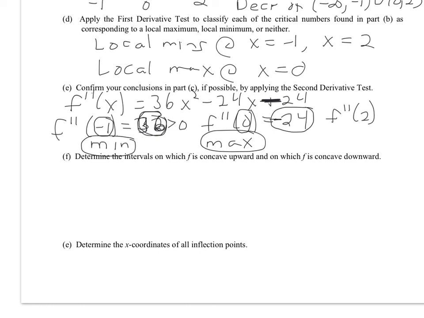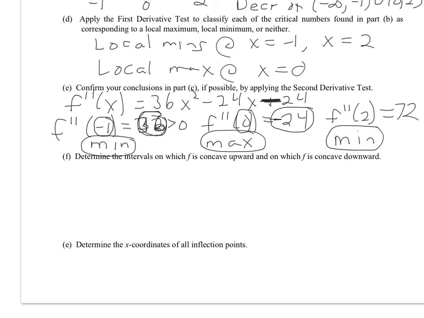Finally, f double prime of 2 would be 36 times 4 minus 24 times 2 minus 24. So let's see, that's going to be 144 minus 48 minus 24, and I believe that's 72. So f double prime of 2 is positive. That means we've got ourselves a local minimum at 2, because the graph looks like a smiling face there. But we've got a critical point.